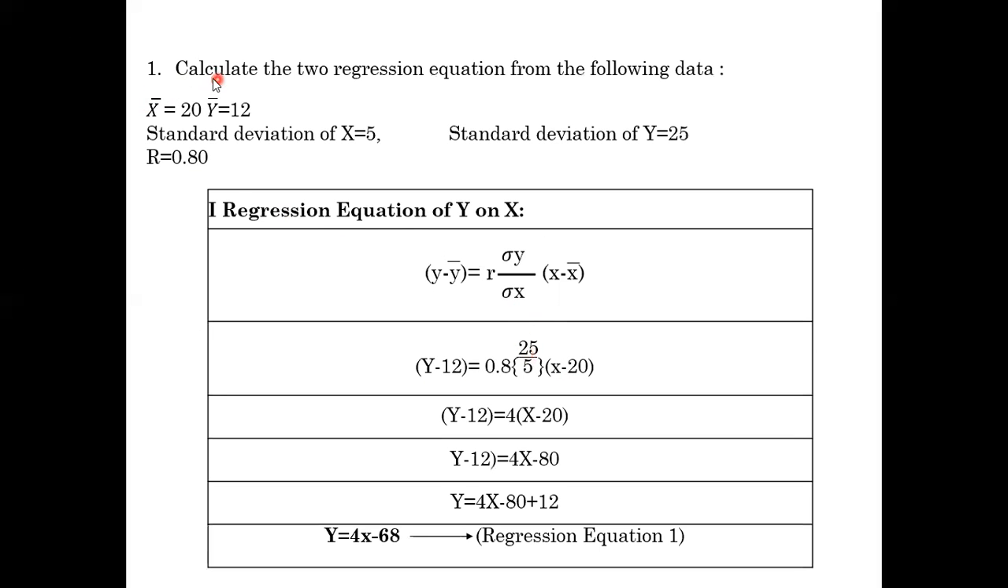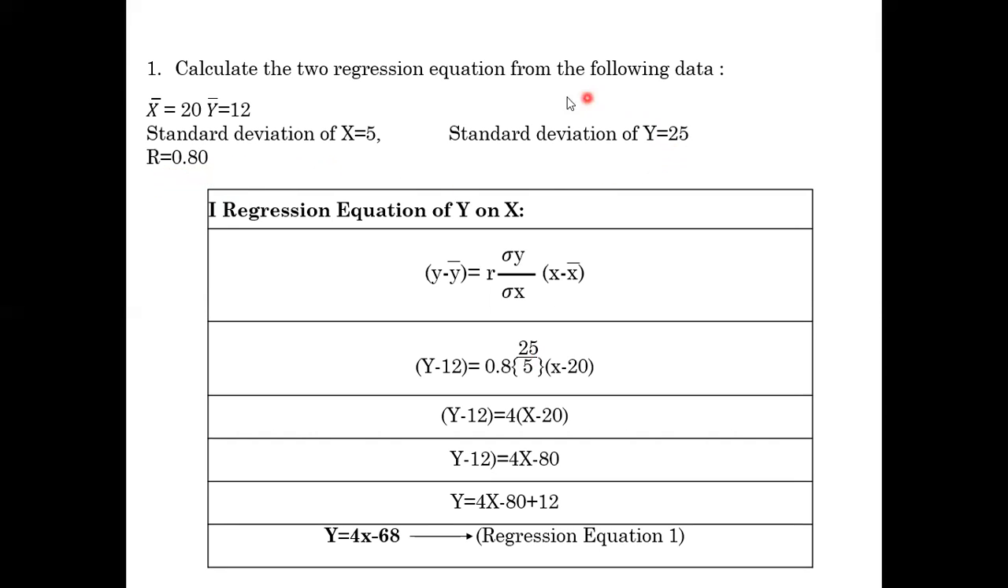So this is the problem. Calculate the two regression equations from the following data. The data are given like this: x mean is equal to 20, y mean is equal to 12, standard deviation of x is equal to 5, standard deviation of y is equal to 25, and r is equal to 0.80.